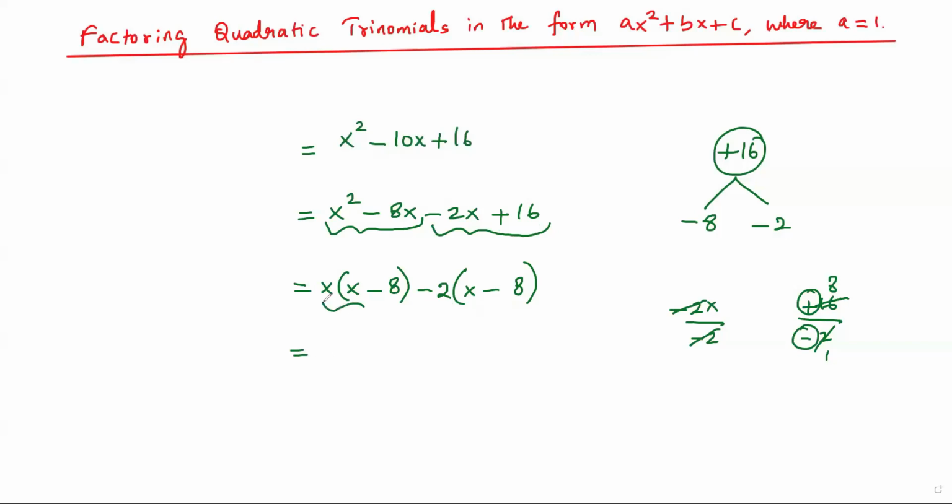Okay, now what's the greatest common divisor for these two terms? Clearly, it's x negative 8. So x negative 8 can be factored out, and we are left with x in the first term, and we are left with negative 2 in the second term. So we can write x negative 2. Okay, now we got the two factors of the given trinomial. The two factors are x negative 8 and x negative 2.